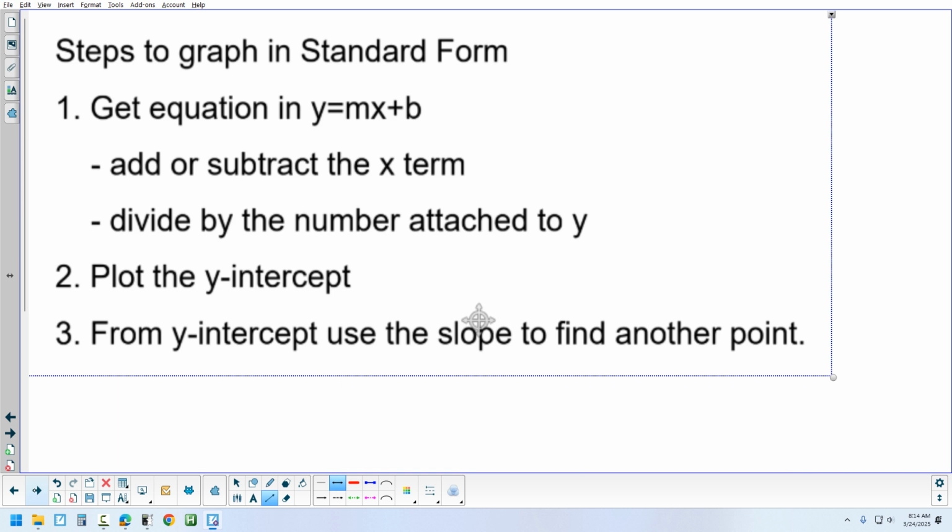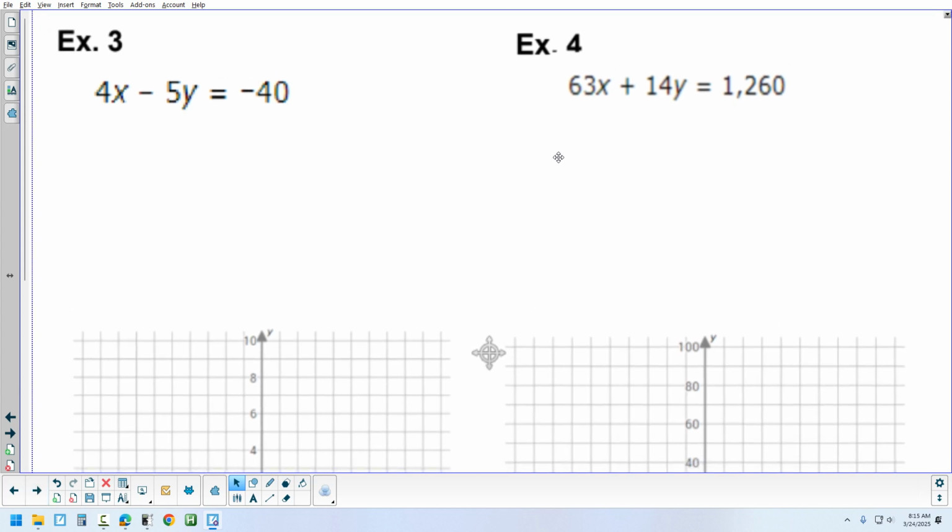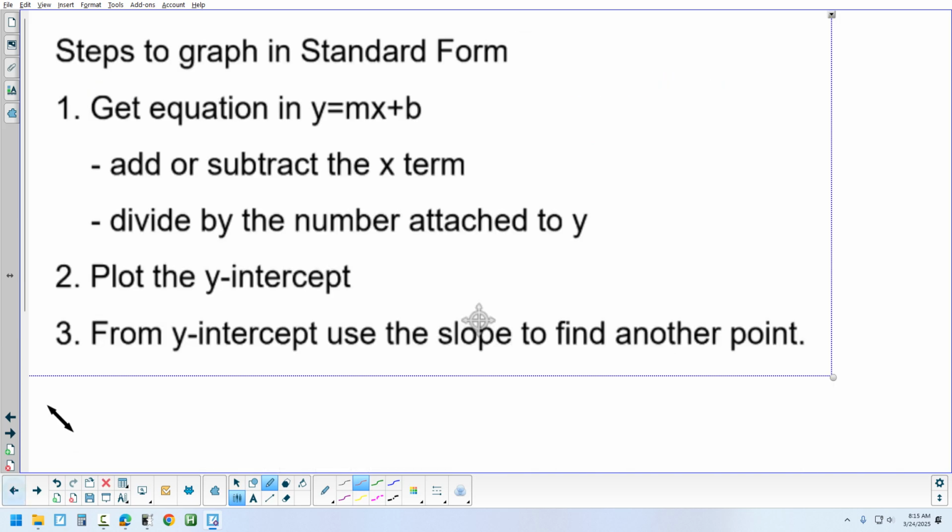All right, so the second one. What if you don't have an equation in y equals mx plus b, like those two? I know that those are not in y equals mx plus b because the y is not by itself on the left. If the y is not by itself, there's a couple different ways you can do it. Depending on your teacher, you might have learned different ways. I'm going to show you one way to do it.